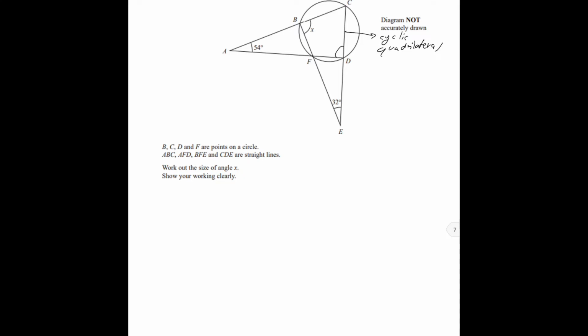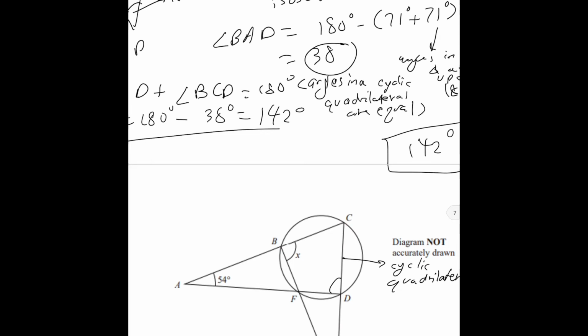Now, in order to find what CDF is, we do something like X plus angle CDF is equal to 180 degrees. That's because of the opposite angles in a cyclic quadrilateral. Remember, we have to mention the words opposite angles in a cyclic quadrilateral. So just remember to put that point there as well.